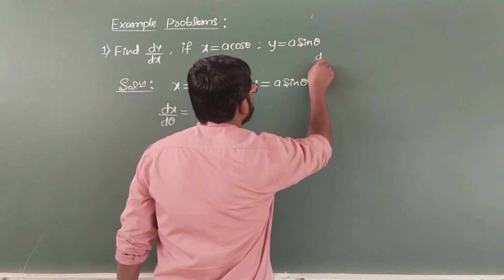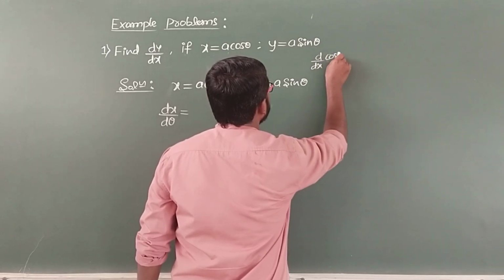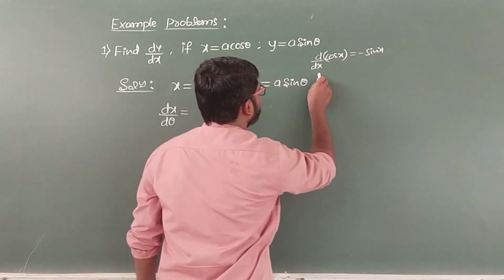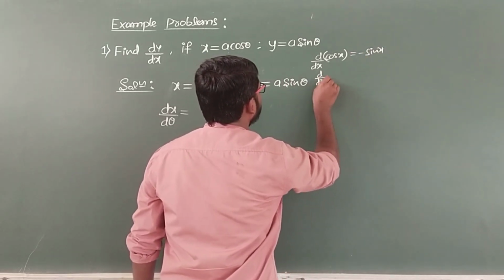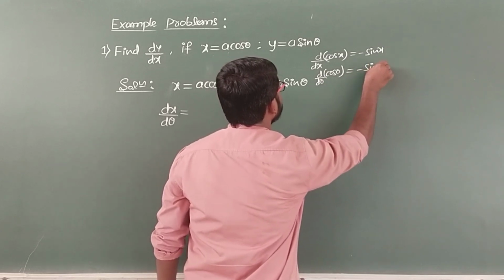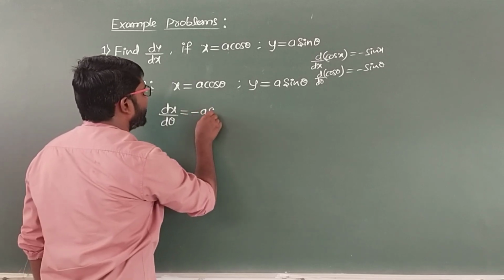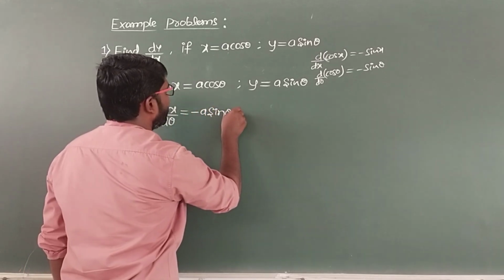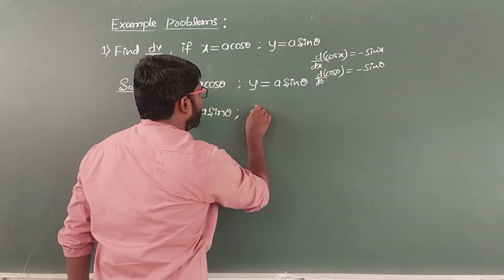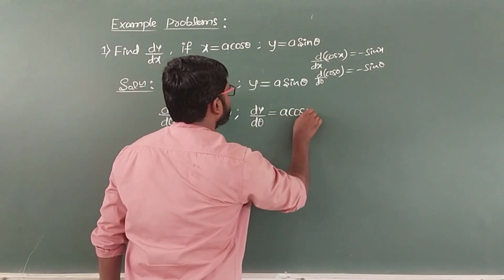So d by dx of cos x will be minus sin x. Similarly, d by d theta of cos theta will be minus sin theta. So now overall we get minus a sin theta here, and here again differentiate both the sides with respect to theta. We get dy by d theta is equal to a cos theta.